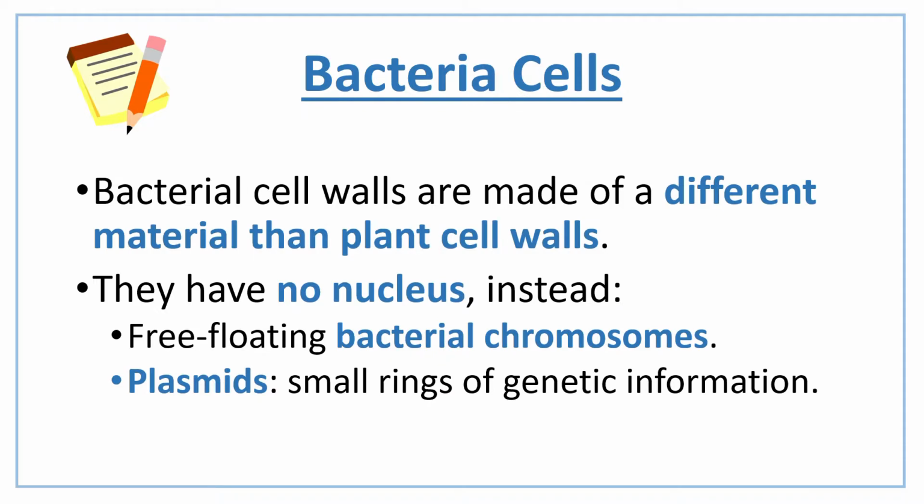Bacteria cells also have cell walls, but their cell walls are made of a different material than plant cell walls. Plant cell walls are made out of cellulose. Bacteria cell walls are made out of something different. They have no nucleus, and instead they have a free-floating bacterial chromosome, and they have plasmids, which are small rings of genetic information. These function instead of the normal nucleus in, say, an animal or a plant cell. So they have the same jobs as a nucleus, but instead there is the bacterial chromosome and the plasmids, which are small rings of circular genetic information.